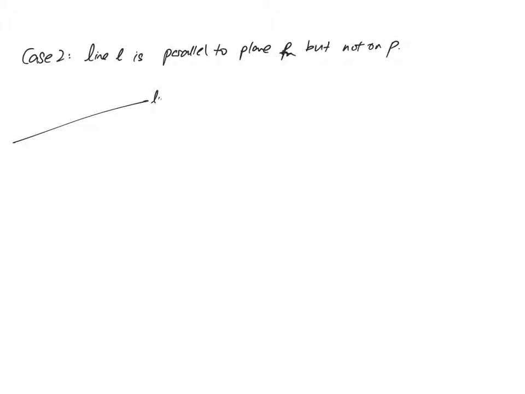Let me go to case 2. Case 2 is that line L is parallel to the plane but does not lie on P. For example, it may be something like that. This is your line L, which is r equals a plus lambda m. The other one is n, the normal vector. This is your normal vector, and this is the plane.